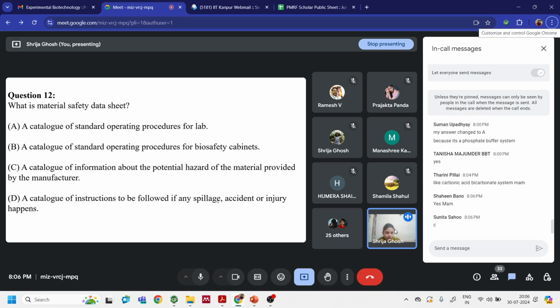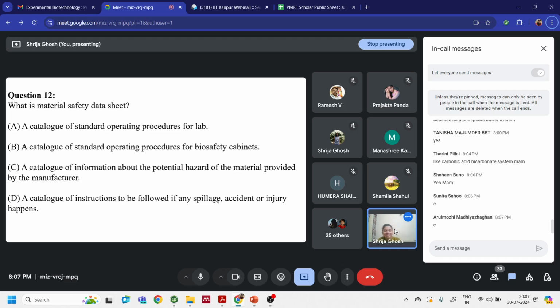We have an answer from Sunita. She says option C, a catalog of information about potential hazard of material provided by the manufacturer. Yes, that sounds correct. More people are answering now. Option C. So that is the correct answer indeed.